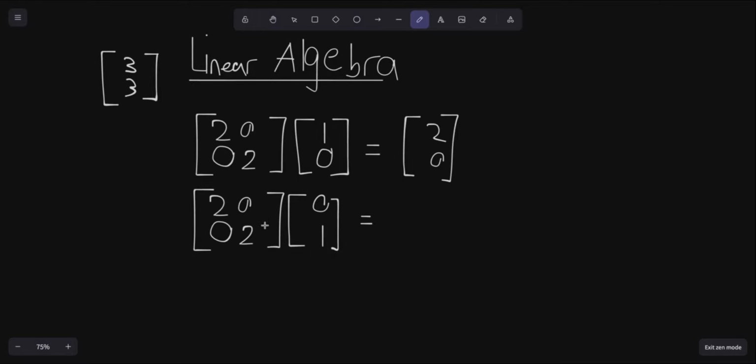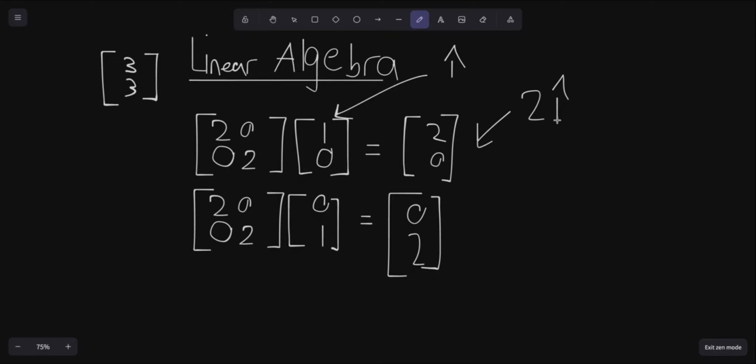So let's see. 2 times 0 is going to be 0, and then 0 times 1 is going to be 0. 0 times 0 is 0, and 2 times 1 is going to be 2. So our resulting vector is going to be 0, 2. Okay. Now, what does it look like happening? Why is this even important in the first place? I want you to look at the vector that we multiplied with, which is i hat, and notice how the result that I get is 2 times i hat. Notice how when I'm multiplying by j hat, the vector that I get out is 2 times j hat.